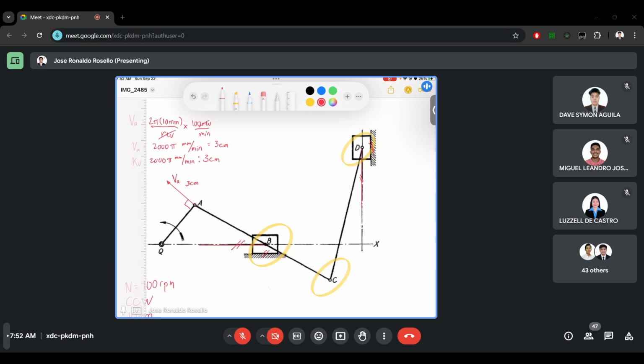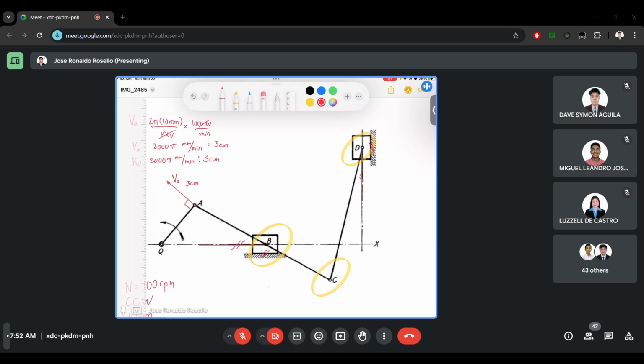So now we know that the direction of velocity B is going to the left, the direction of velocity D is going downwards. How about C? What do we know about C? We cannot assume yet any direction for velocity C because velocity C is not on a slider, it is also not on a point where it is pivoted to the ground. So we'll just leave it as it is.